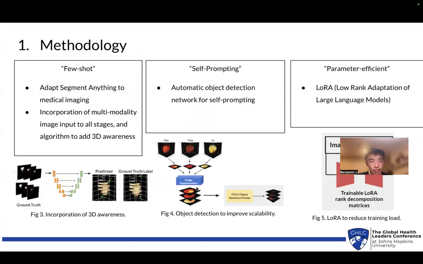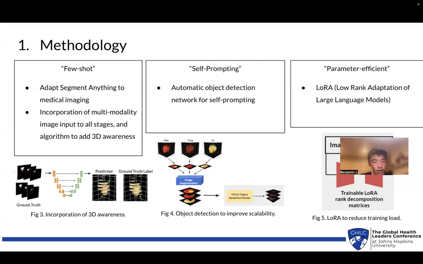So I mentioned three main parts. What does this mean? So few-shot refers to scenarios where the data is limited. So in particular, I tackle this limited data scenario through two main methods. Firstly, I adapt this model called Segment Anything, which is a model in computer vision that is rising in popularity. And the second is that I incorporate multimodal input and also use different novel algorithms to add 3D awareness to the model predictions.